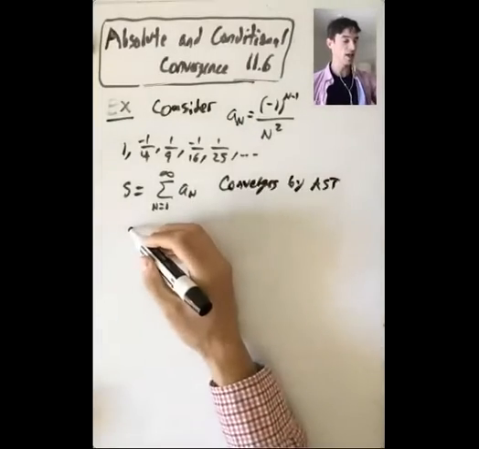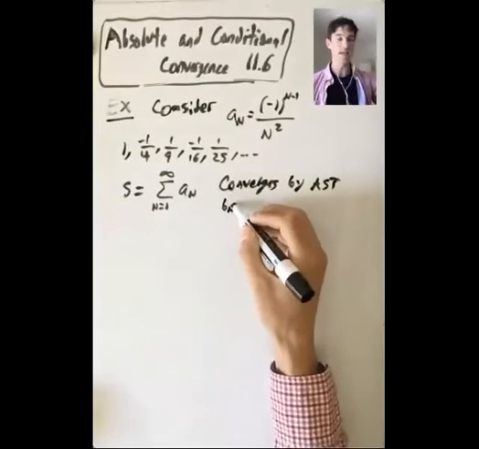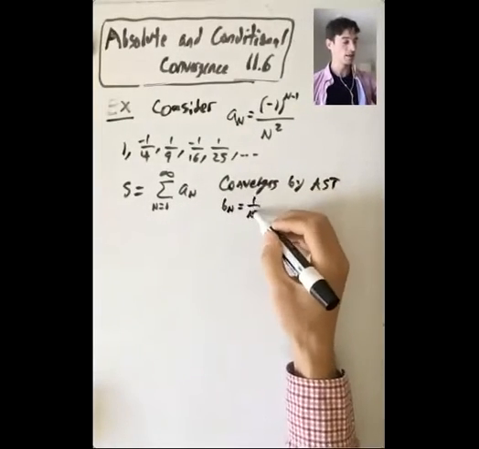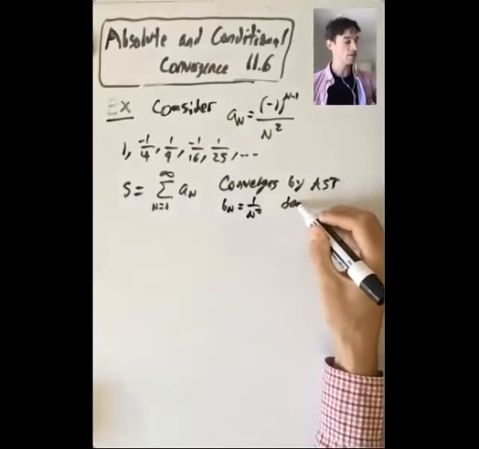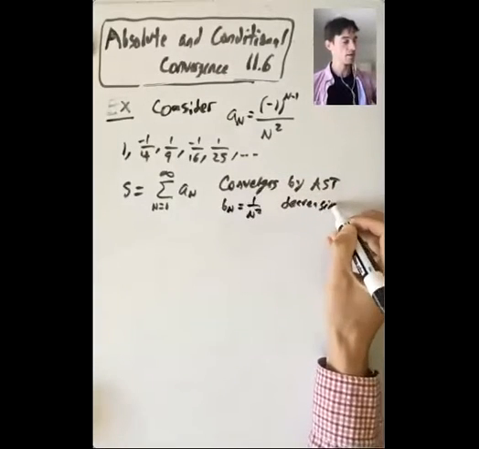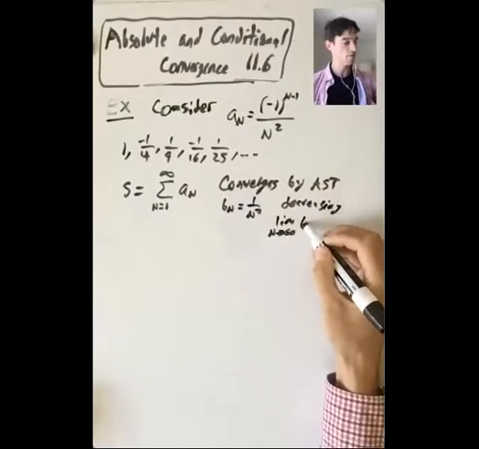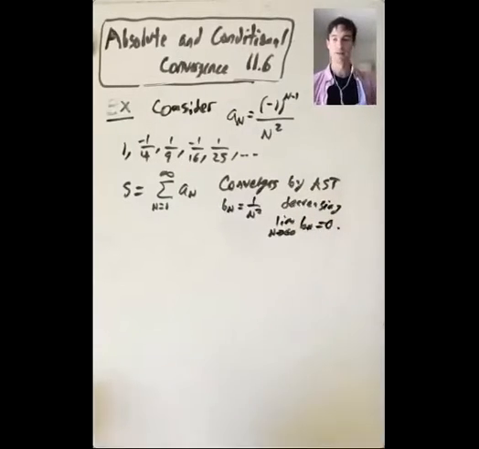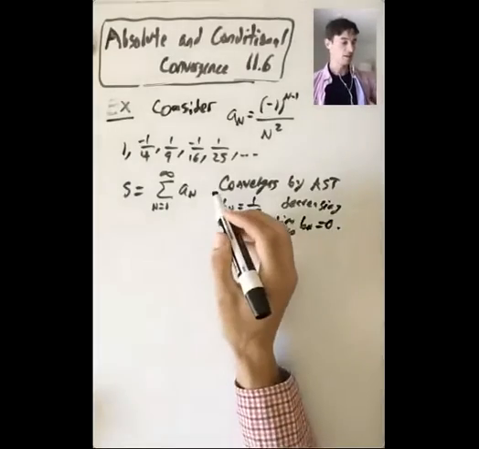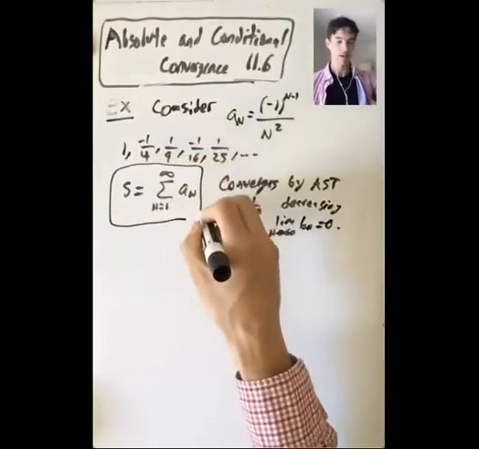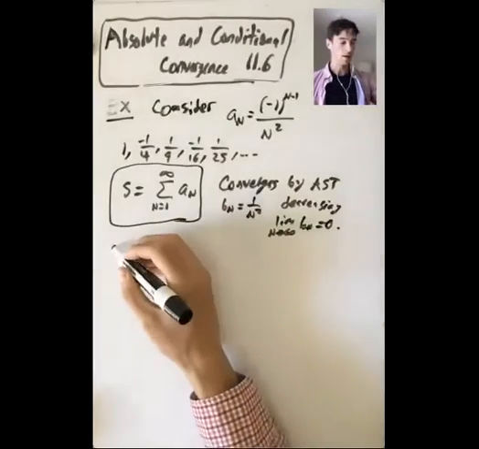We just have to check, in this case, our b_n equals 1 over n squared, and this is decreasing. And the limit, as n goes to infinity, of b_n equals 0. So this converges. But we know more.